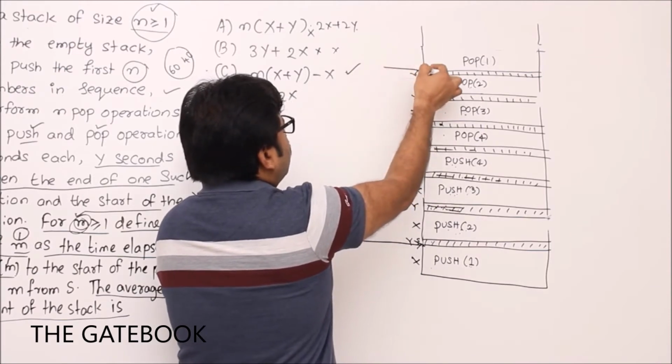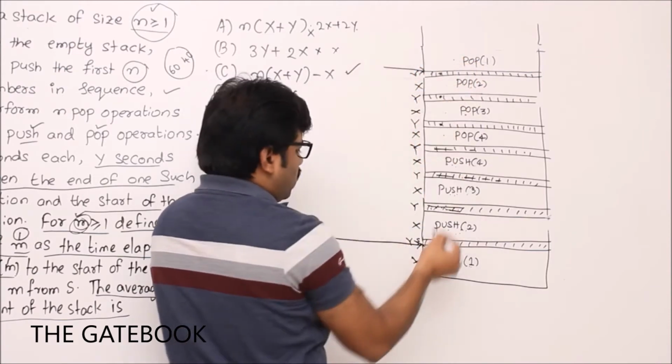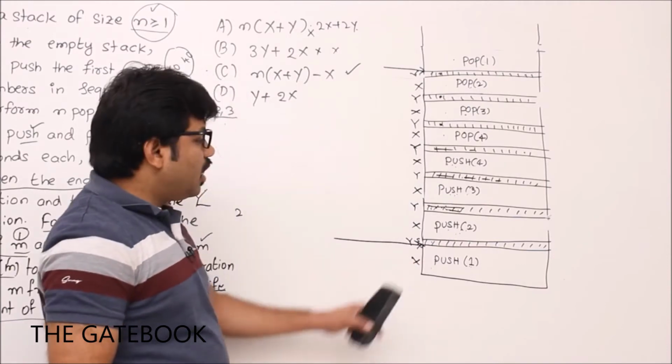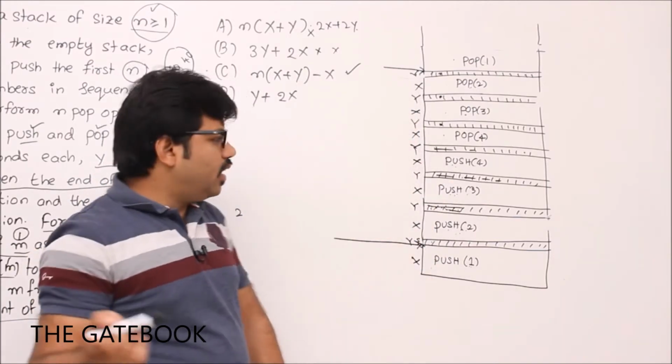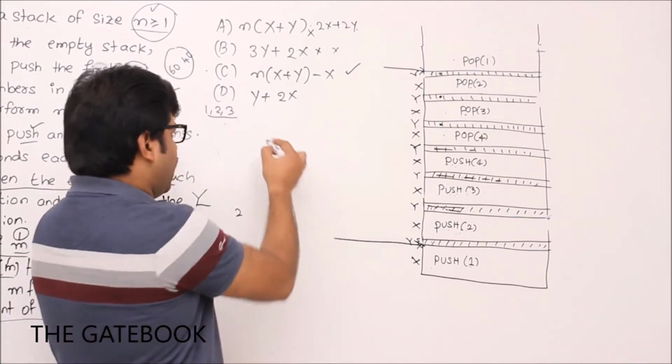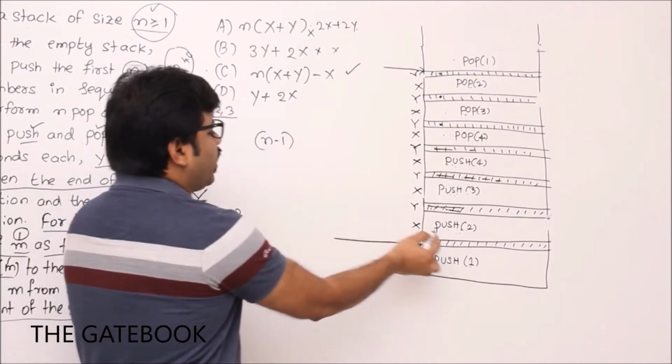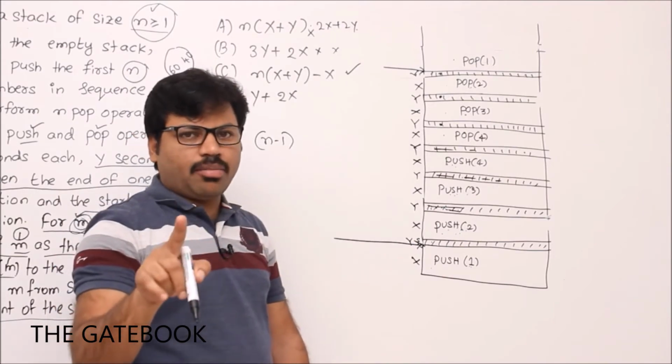Here. So this is the start of the pop one, this is the end of the push one. So between push one and pop one, all other elements are pushed and popped. Then how many elements are pushed? N minus 1, correct? Then each one takes x time. I am talking about the lifetime of element 1.